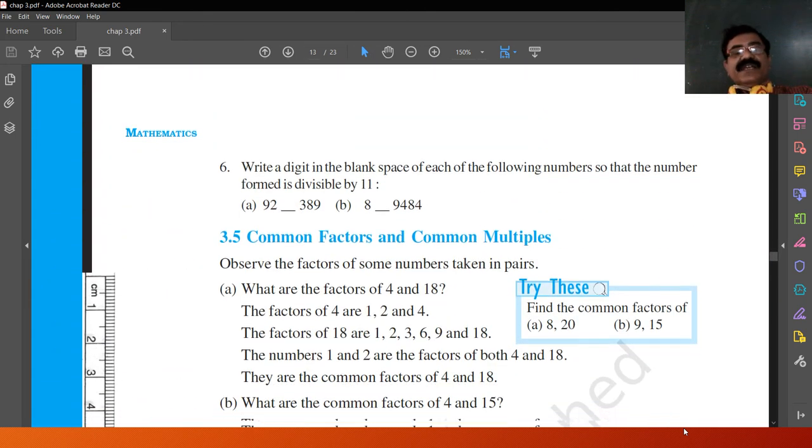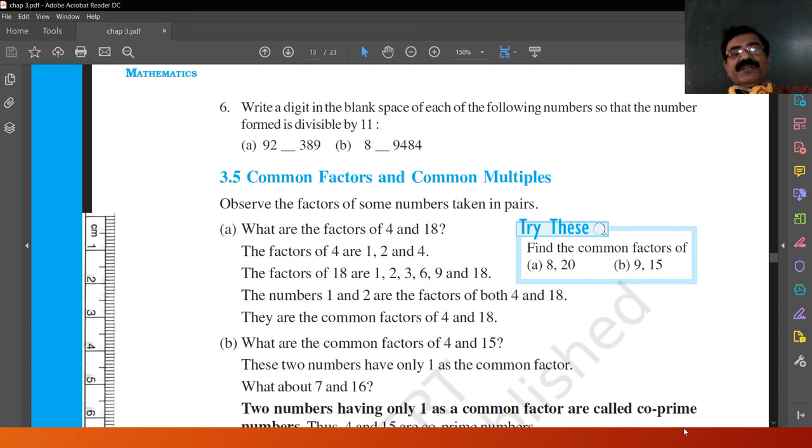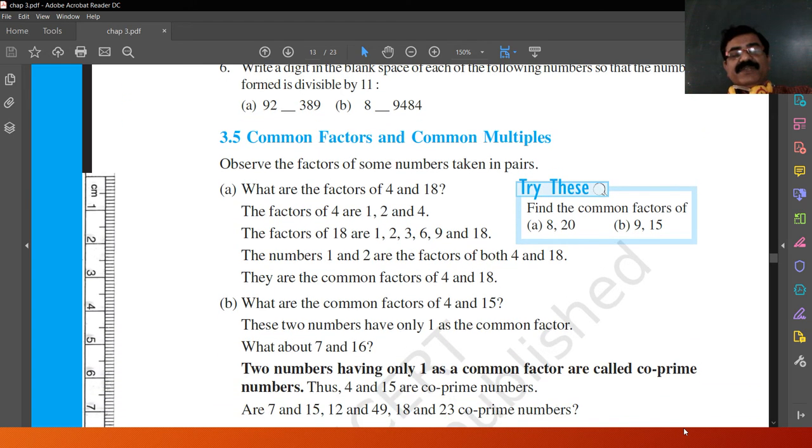Next is common factors and common multiples. Students, two numbers having only 1 as a common factor are called co-prime numbers. Prime number, it is very clear, has factors 1 and itself.